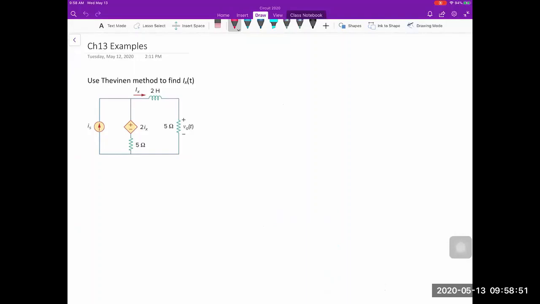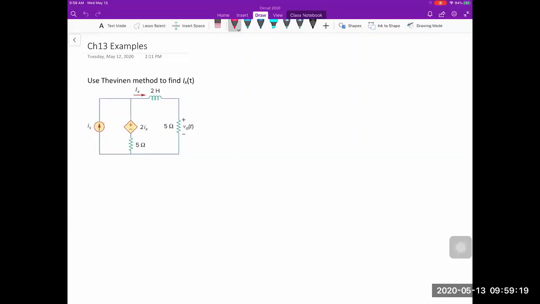Okay, the first example I wanted to show you of how to use the Laplace transform to solve a circuit problem is a Thevenin problem. Thevenin is an important technique that you have to know in circuit analysis. We've been using Thevenin in the traditional DC circuit. We also looked at the phasor. Now we're going to use this in the Laplace transform. The technique is the same.